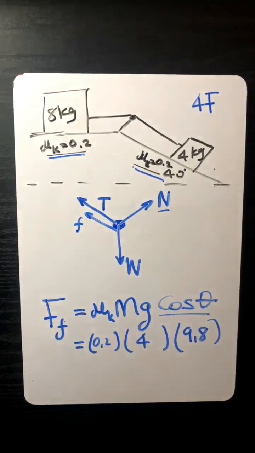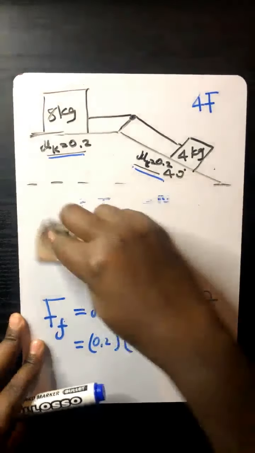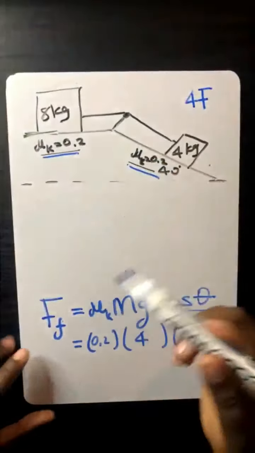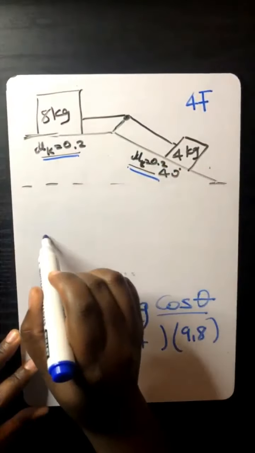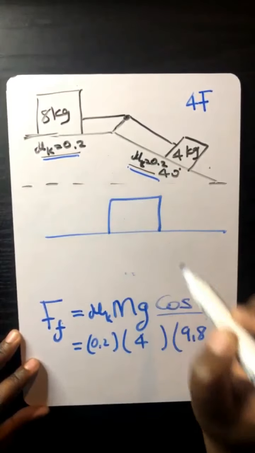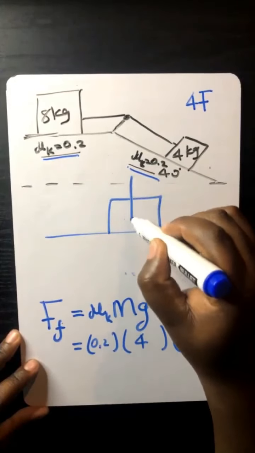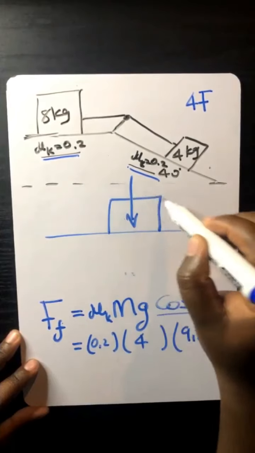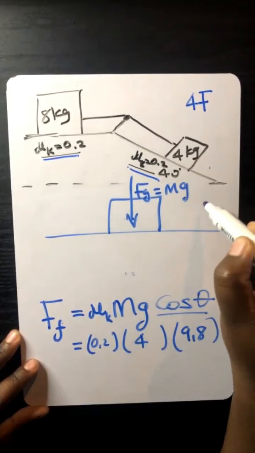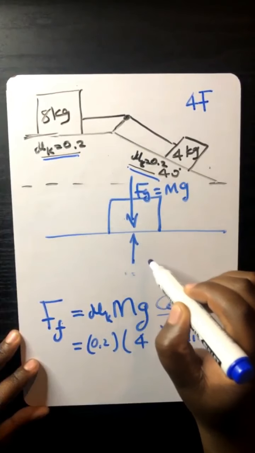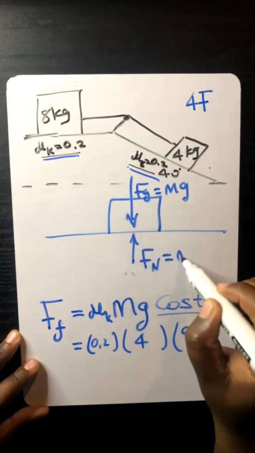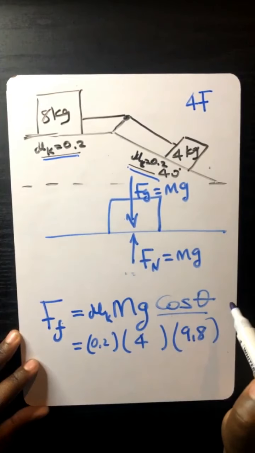So let me try to remove all of that. I hope I might be able to explain this one. So let's see. If we have an object on a horizontal surface similar to that, and then we have this. So if you have the weight there, we know force of gravity is equal to mg. Then we know the normal force is actually going to be Fn, which is equal to mg over there.